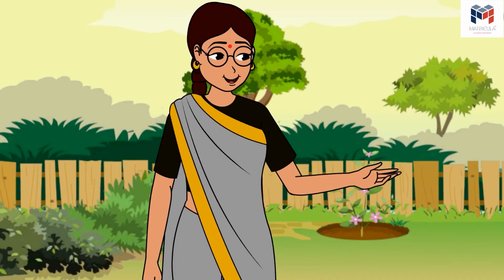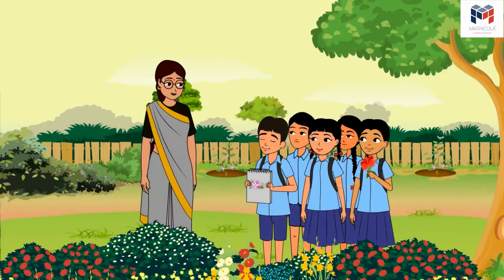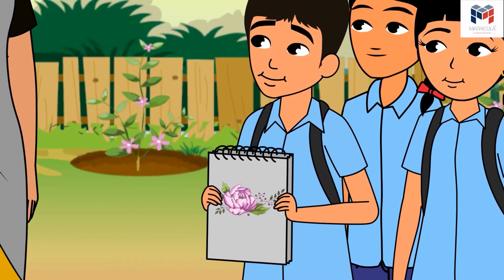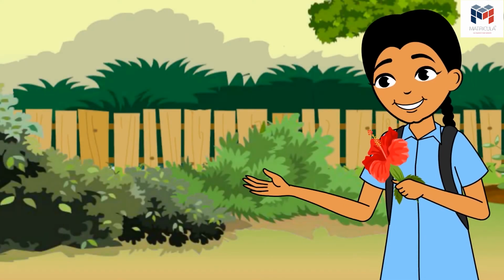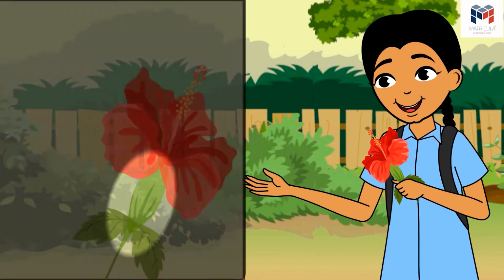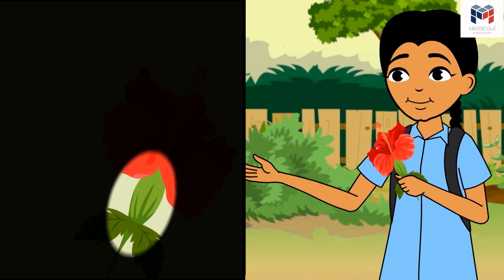Children, now all of you come here. So how was the observation? Look, teacher, I have made this drawing and labeled it. Teacher, I picked up a few flowers. I noticed a bulb-like part in most of them. Look, can you please tell us what it is?